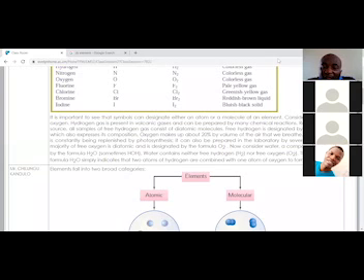So the subscript is the small number that you write at the bottom. So that's the meaning.